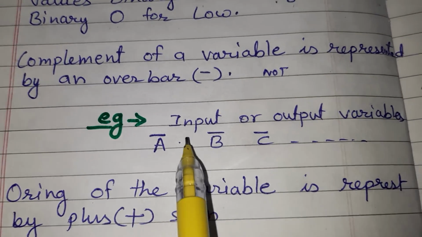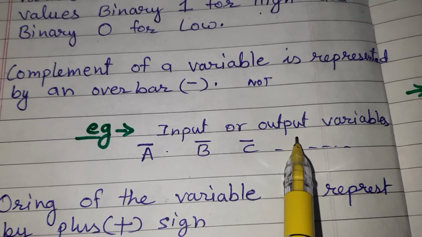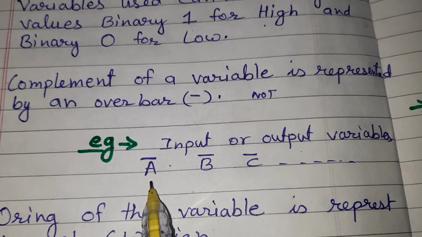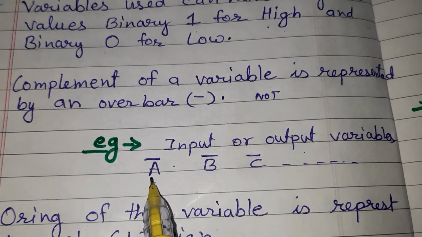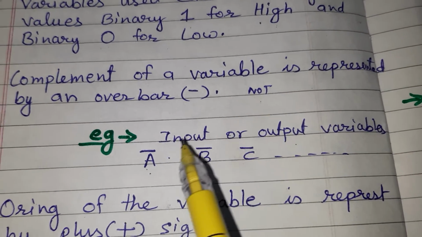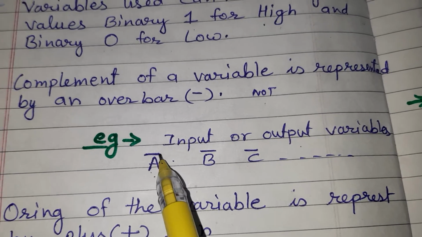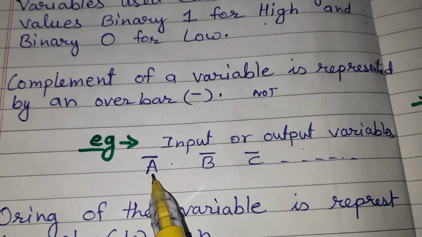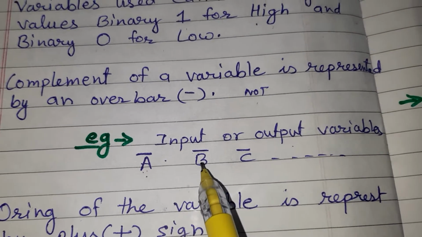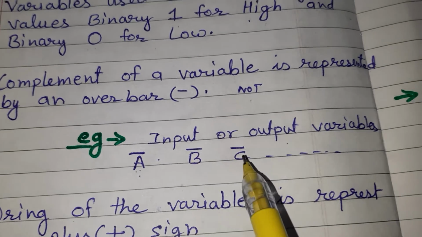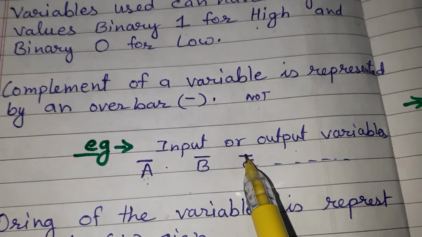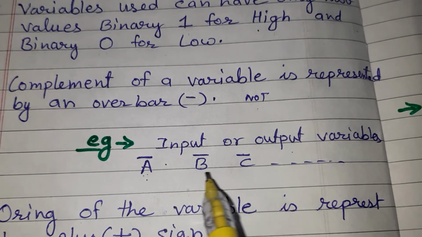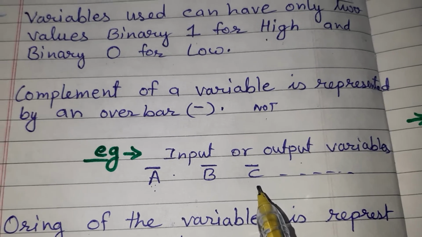For example, a variable can be an input or an output, but when it is mentioned as a complement or NOT logic, it will look like an overbar on the variable. If it is variable A then A bar, if it is B then B bar, if it is C then C bar. These are the different input or output variables of complement.